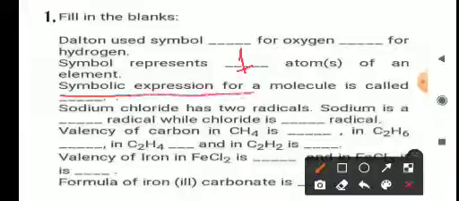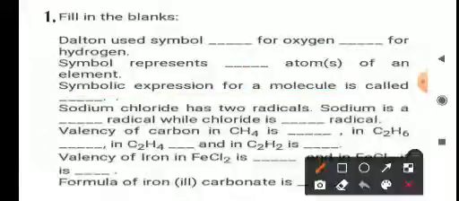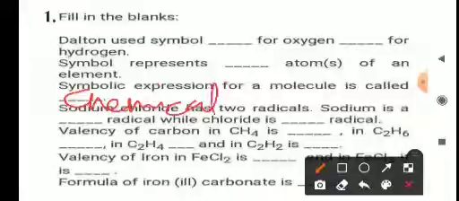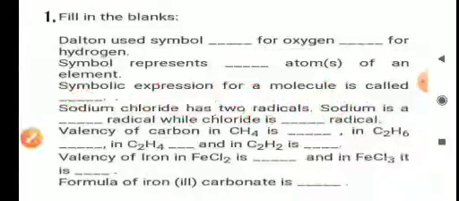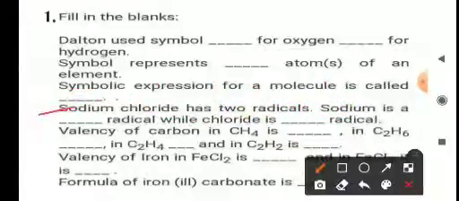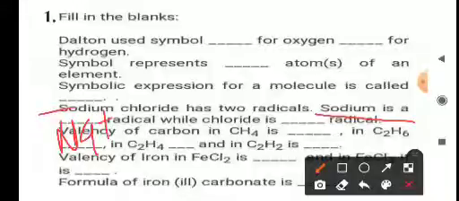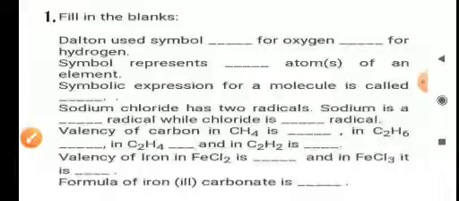The symbolic expression for a molecule is called a chemical formula. Sodium chloride has two radicals. Sodium is the Na plus radical, a positive radical, while chlorine has the Cl minus negative radical.